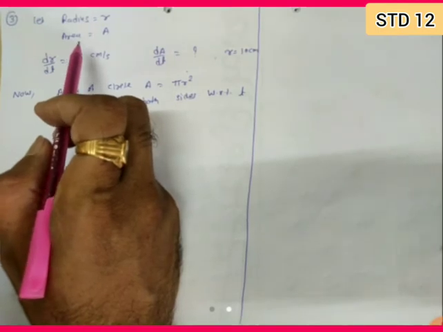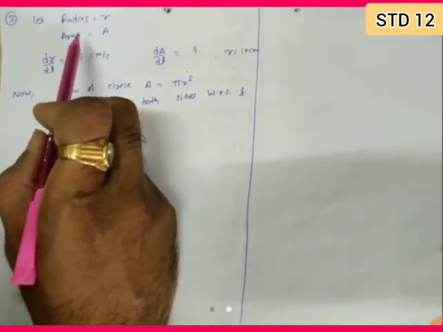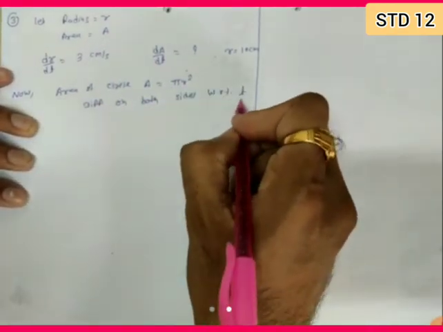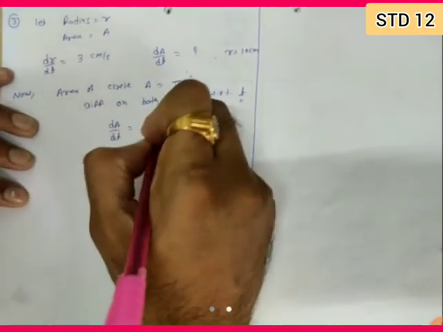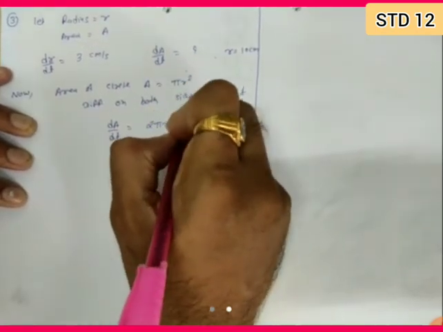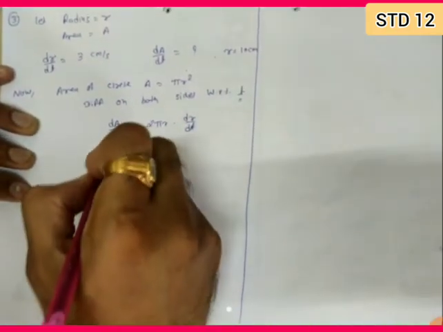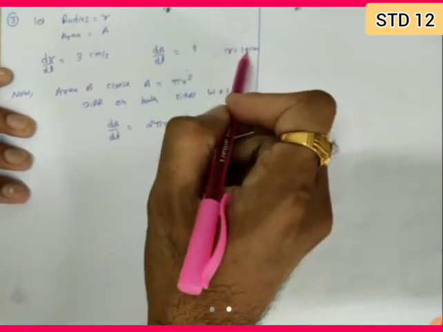I told you about two cases. So here area of circle is also changing with time. So differentiation of A with respect to time, we are getting dA by dt equal to 2 pi r into dr by dt. Done. So what is our question? Find the rate of change of area with respect to time at r equal to 10 centimeter.